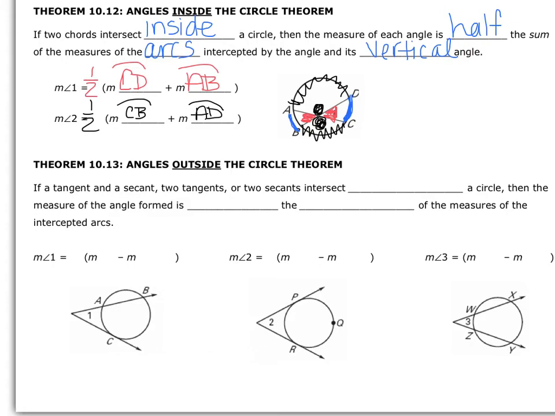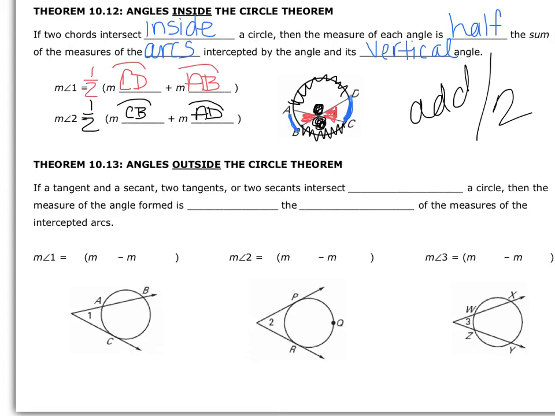Now let's talk about angles outside of the circle. So if they're inside, you're going to add and divide by 2. So you can think about, if they're on the outside, what do you think you're going to do? So if a tangent and a secant, or 2 tangents or 2 secants. So this is a secant. See how it intersects the circle in 2 spots. So if you have a secant and a tangent, 2 tangents, or 2 secants, it doesn't matter. Remember, what matters is where the vertex is.